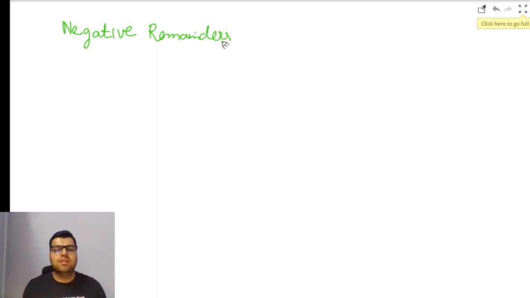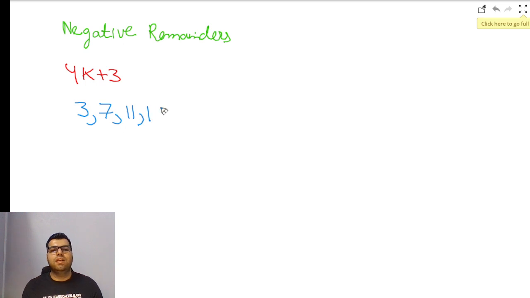So for starting, say there are certain numbers which give a remainder of, say, 3 with 4. So certain numbers are there which are of the form 4k plus 3. What are these numbers? These are the numbers which give us a remainder of 3 with 4. So let me write down some numbers. You can start with k equals 0. So 3, then 7, then 11, then 15, 19, and so on.